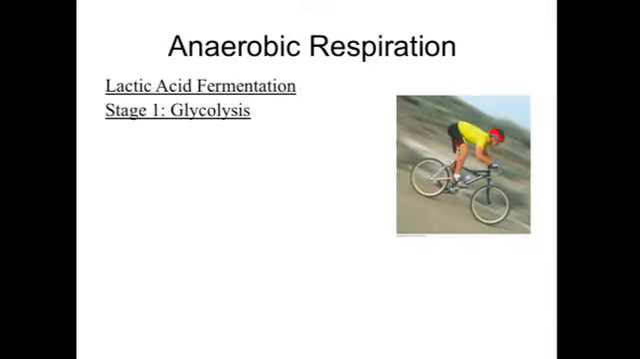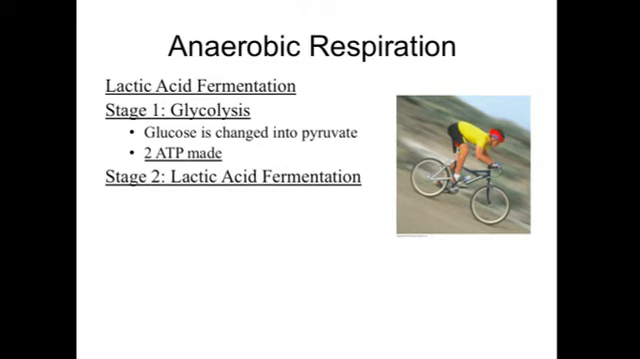There's two stages to the anaerobic respiration of lactic acid fermentation. Our first stage is glycolysis, where glucose is broken down into pyruvate. We're going to have two ATPs made. The second part is the fermentation part, where we take that pyruvate molecule and change it into lactic acid. As a result, no ATP molecules are made here.